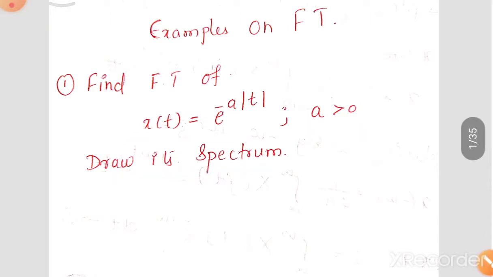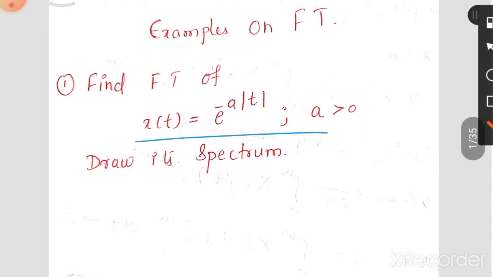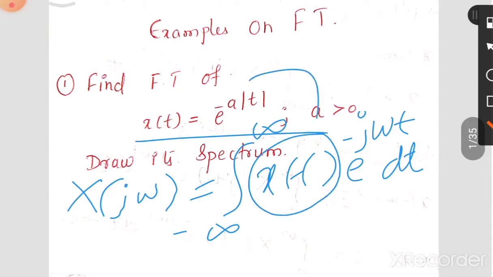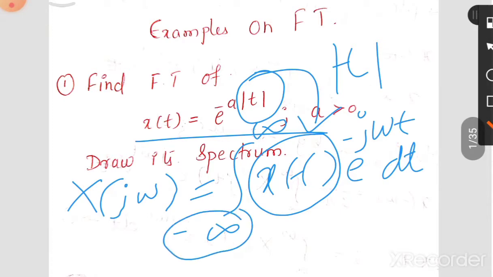So to deal with this we take x of t as this, and then to find x of j omega, that is the Fourier transform formula, x of j omega is equal to the integration from minus infinity to plus infinity of x of t into e raised to minus j omega t dt. Now in the place of x of t we substitute e raised to minus a magnitude of t. So this modulus of t represents the limits of where this signal lies.